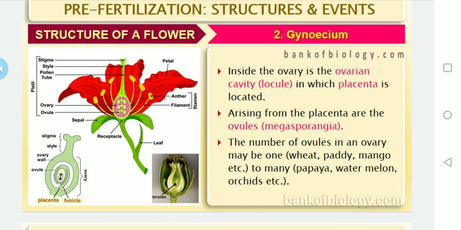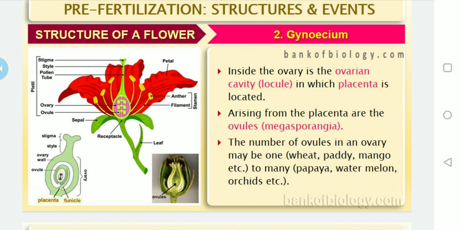You can see the placenta in the diagram on the left side. Last year also we studied the types of placentation, right? I think you must remember basal placentation, free central, marginal, like that we have discussed. Surely you can recall that.